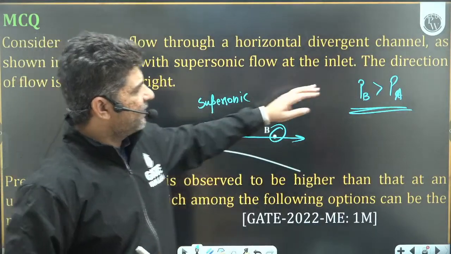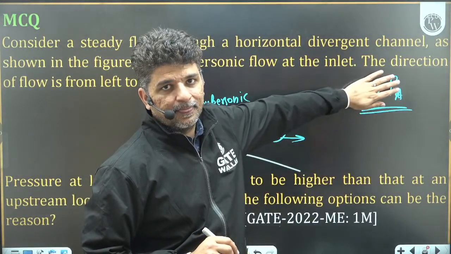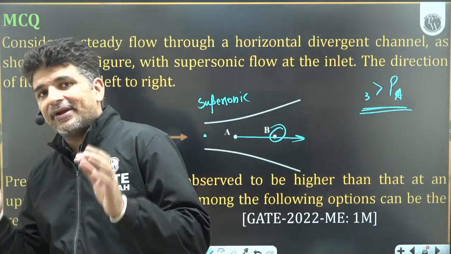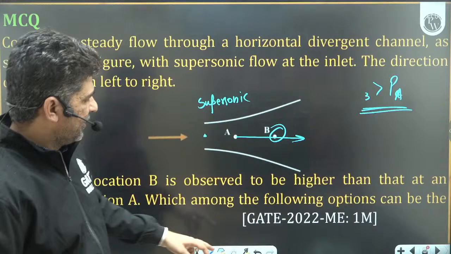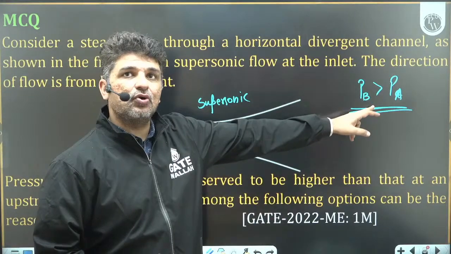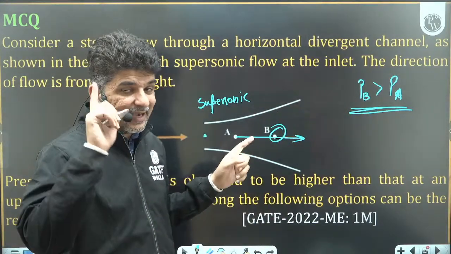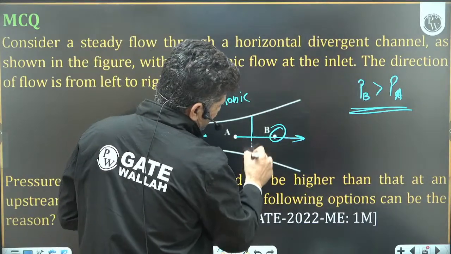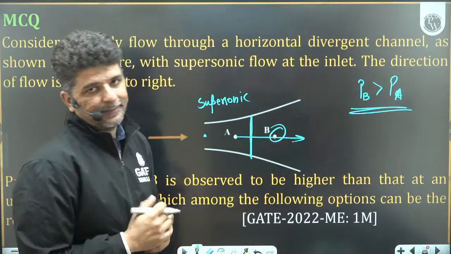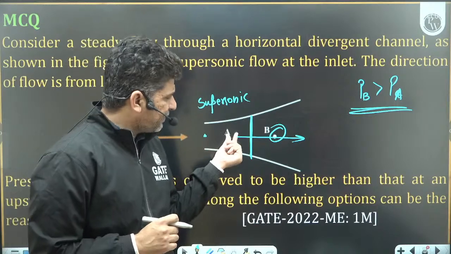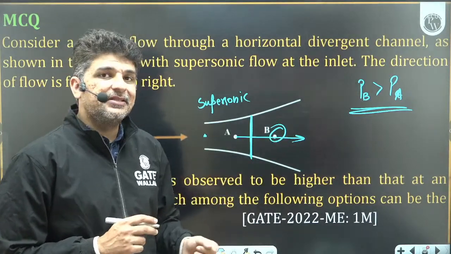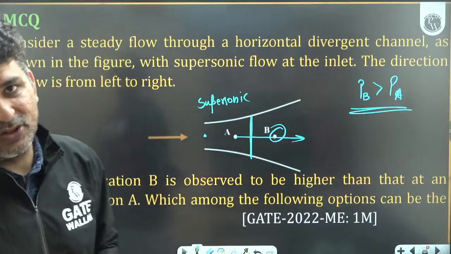Because when the pressure is higher, the increase in pressure is caused by a reduction in velocity. And that reduction in velocity has come because of the presence of a normal shock wave over here. So if the pressure is increasing in a divergent section, that means there is a normal shock present.